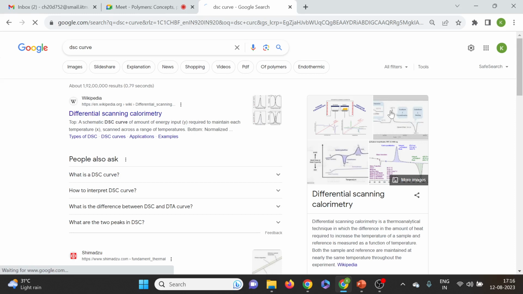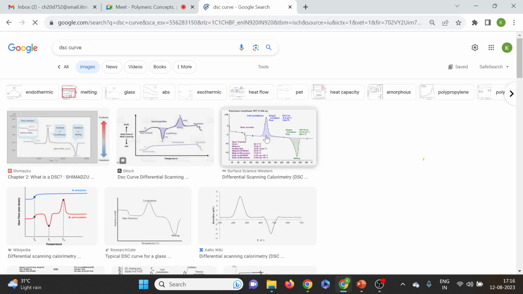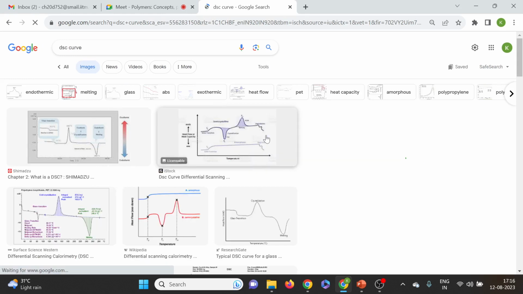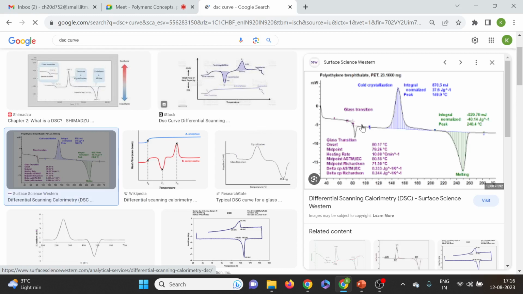So it may look something like this, right? This curve will mark the glass transition, and then here you have the cold crystallization, and this shows the melting. So from these, you'll get to know the relationships. You have the temperature information and the heat flow also. From this you can just back calculate the information, right?